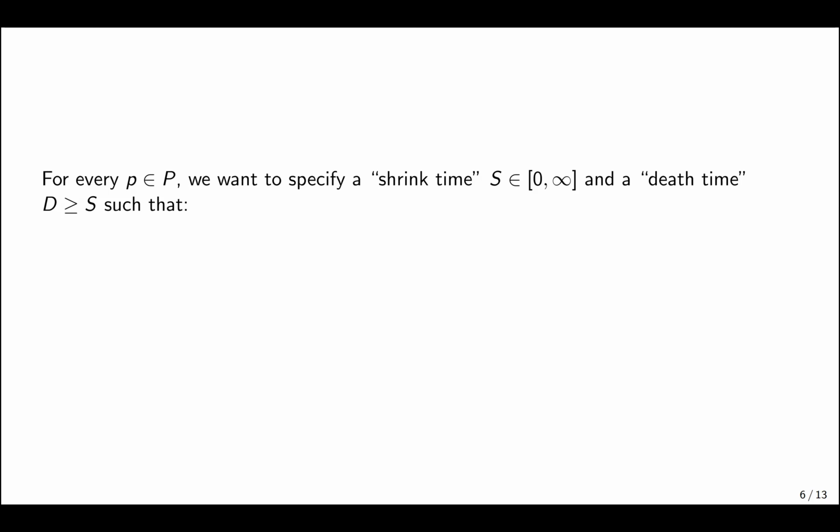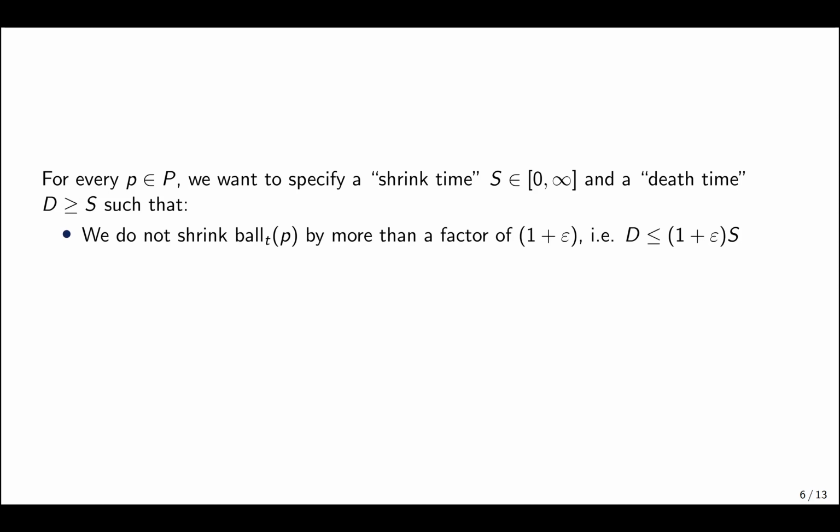And these have to satisfy 2 things, such that we actually get a good approximation. First, for the 1 plus epsilon interleaving, we need to make sure we don't shrink the ball around p for too long an amount of time. So not by more than a factor of 1 plus epsilon, which basically means that D should be less than or equal to 1 plus epsilon times S. And this is just because we want to get a 1 plus epsilon interleaving. Secondly, the ball of radius S around p should be covered by another ball before it dies at D. Otherwise, we don't get inclusion of sets in R^d, and we don't get a topological filtration of spaces, and the whole framework of topological data analysis breaks down.